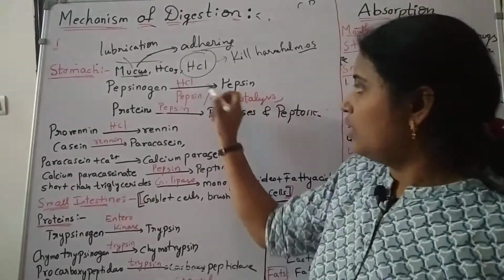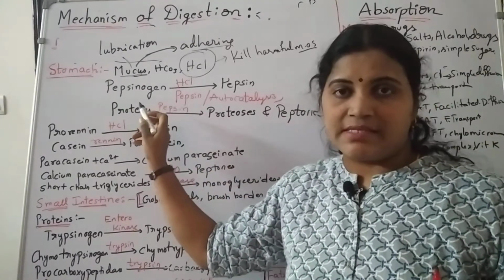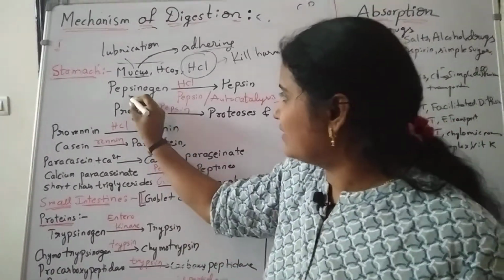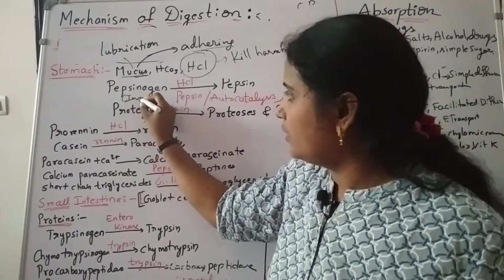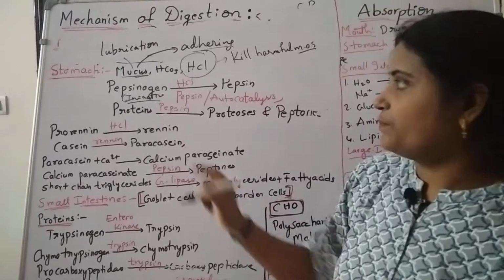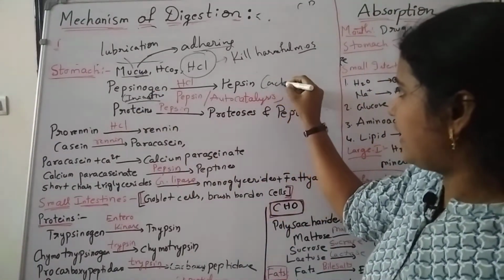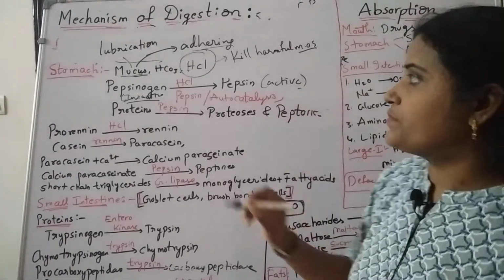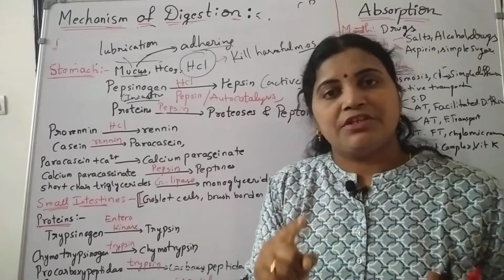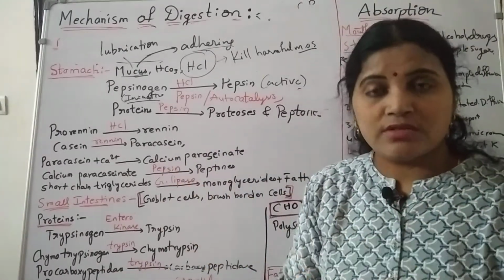And also hydrochloric acid is activating proenzymes. Proenzyme means inactive enzymes. Here pepsinogen is inactive, a proenzyme. This inactive pepsinogen is converted into active pepsin. Now this pepsin is active with the help of hydrochloric acid. Pepsinogen is activated by hydrochloric acid and also by the pepsin.